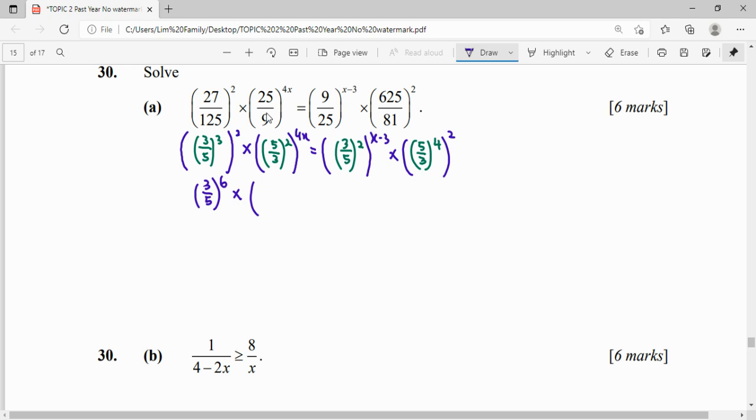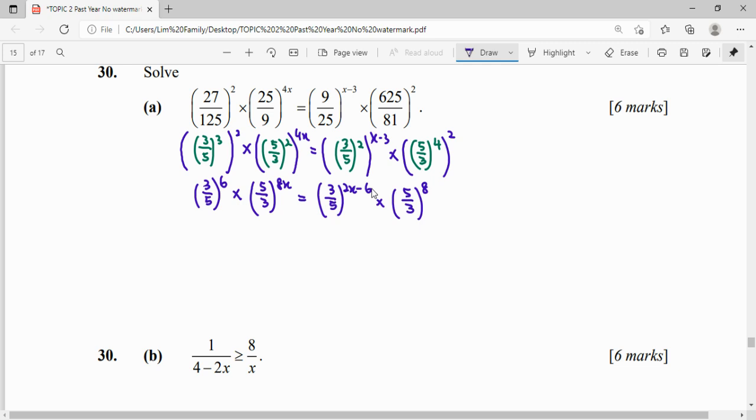Meanwhile, for this, 5 over 3 power of 8x. Here is 3 over 5 power of 2x minus 6. When you have power and power again, we multiply it. Power and power again, so we multiply it: 2x, and then 2 times 3, negative 6. So for the last part here, it will be 8.